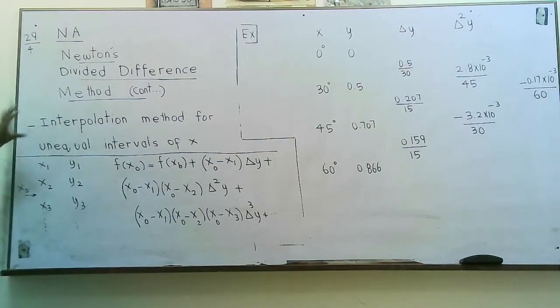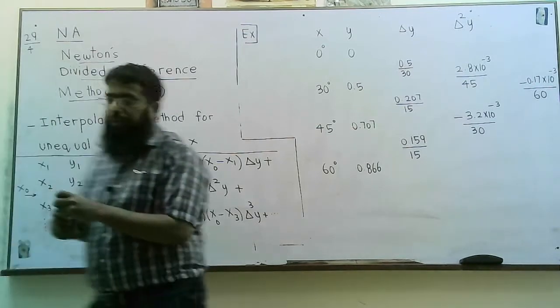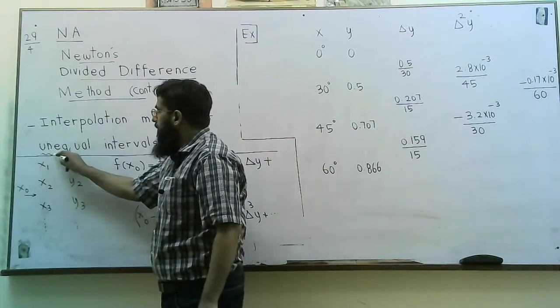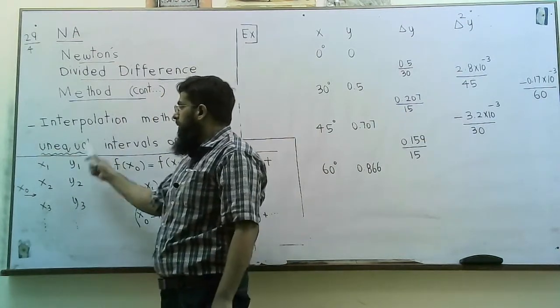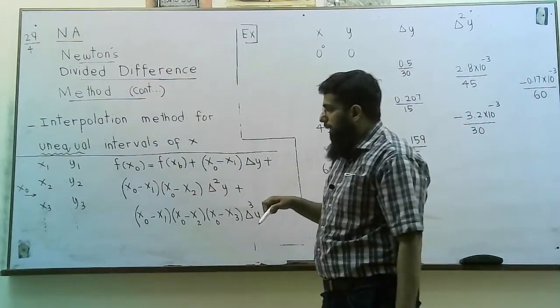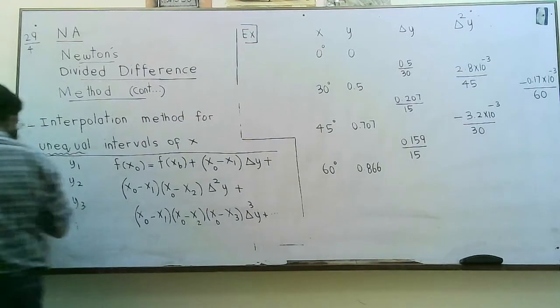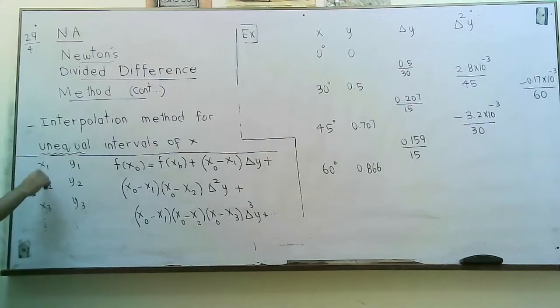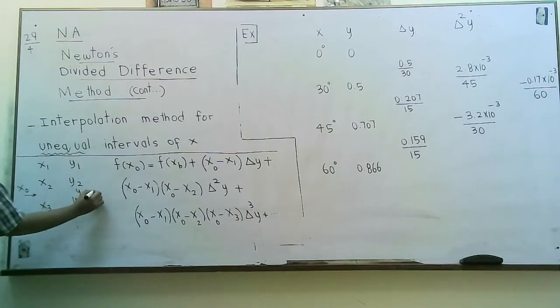This is also an interpolation method, but it is for unequal intervals. The previous two methods we studied yesterday were for equal intervals, but this method is for unequal intervals in X. Again, we will be given a data table where the first column is for X and the second column is for Y, and we have to find the value of Y for a value of X that is in between any two given values of X in the table.